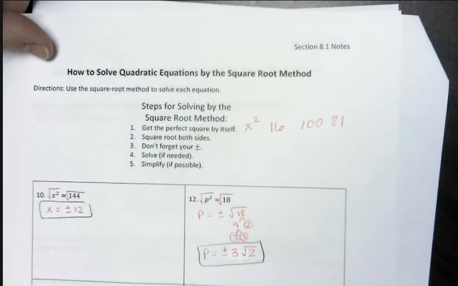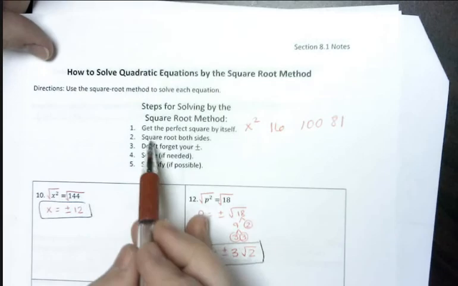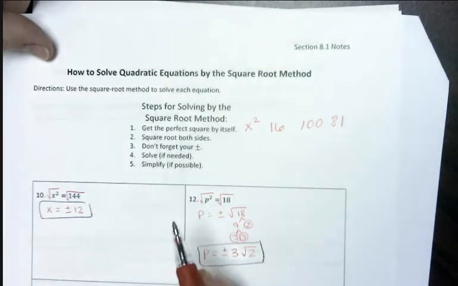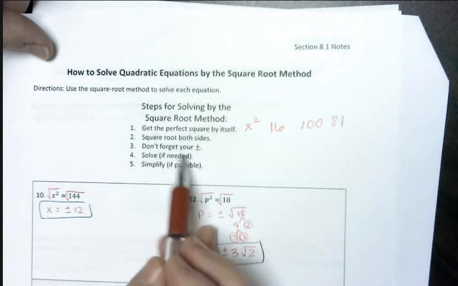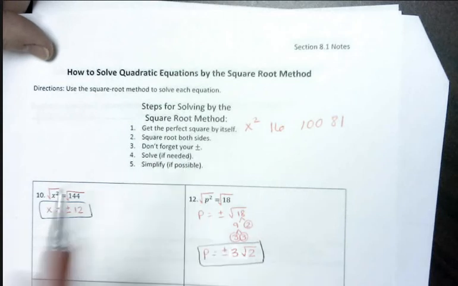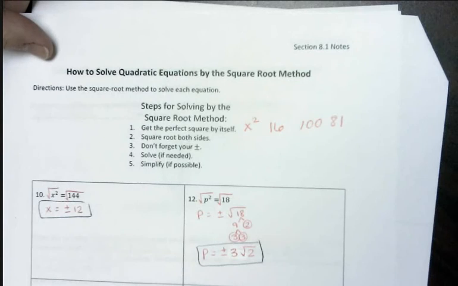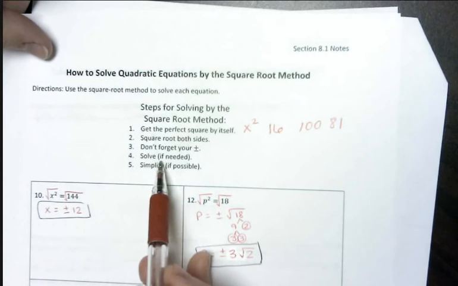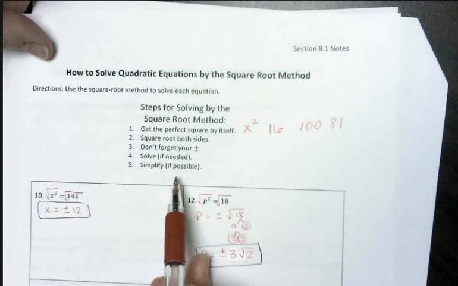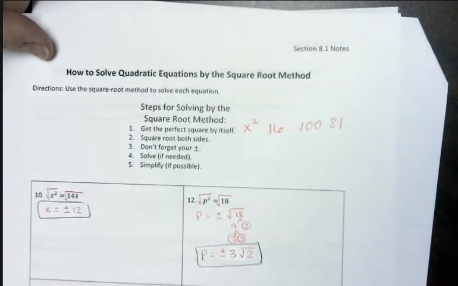So then your directions are going to ask you to square root both sides, okay? Don't forget your plus or minus. When you do take the square root of something, you can either get the positive or the negative of it, so you always have to put your plus or minus. You need to solve if needed, so if the variable is not by itself, you need to get it by itself. And then simplify if you can, and we'll talk about that here in a few minutes.